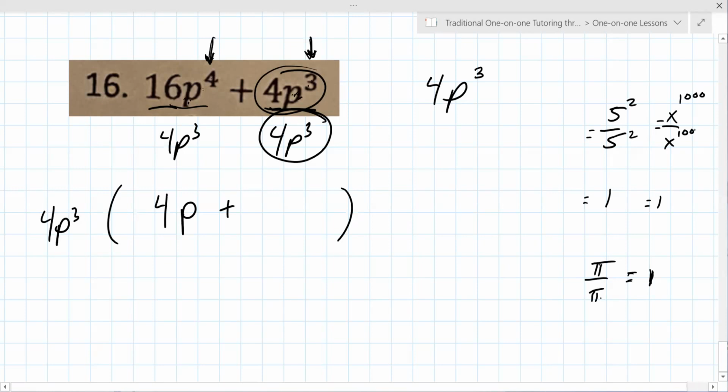So what is 4p cubed divided by 4p cubed? Just 1. Okay, so this is your final answer.